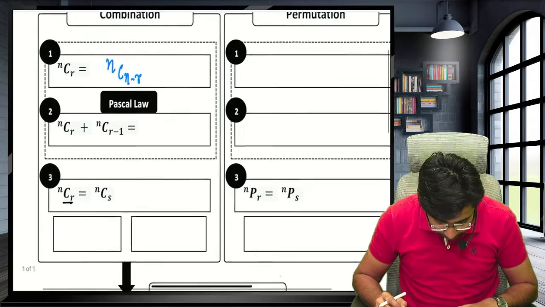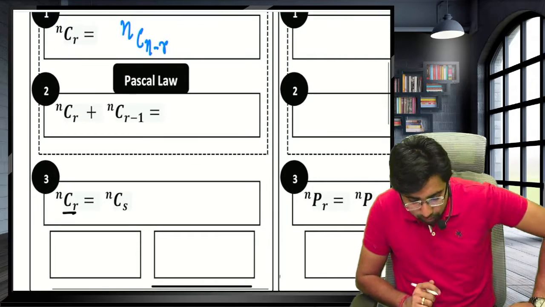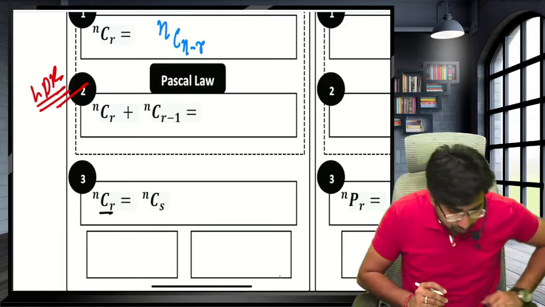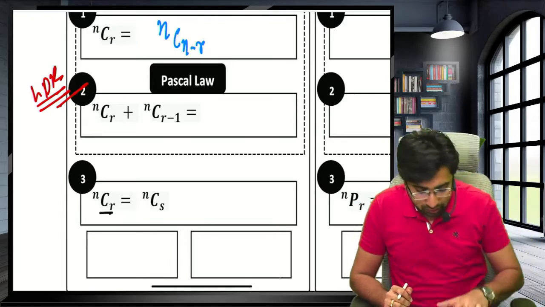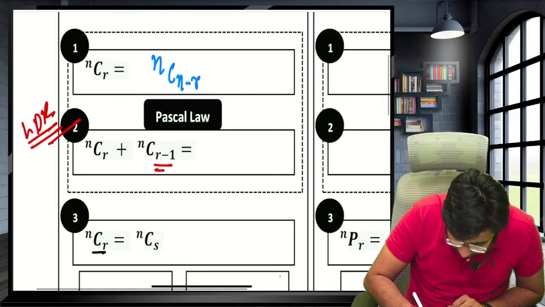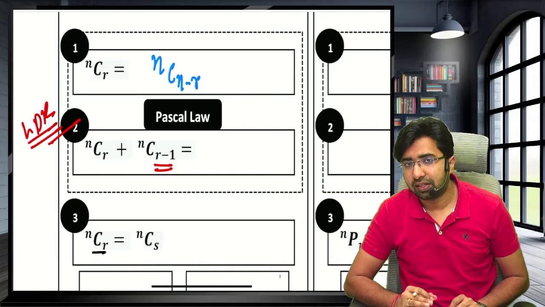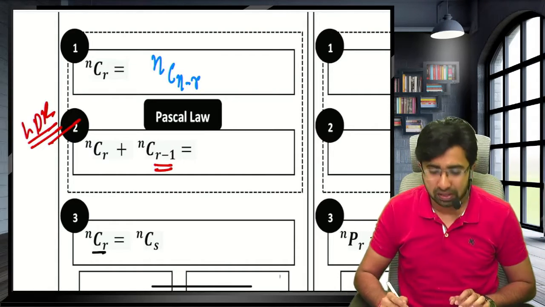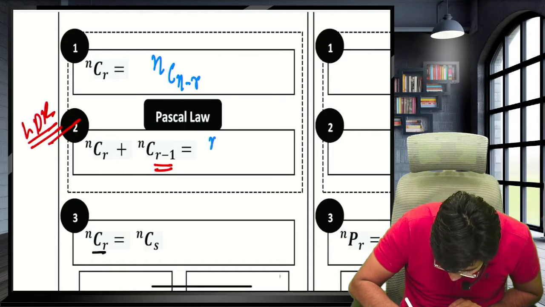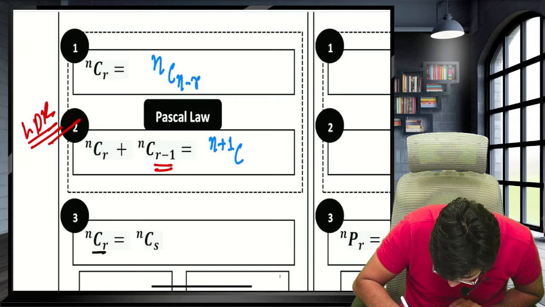Now, one more property. Now see, guys, most important, mark this as LDR, last day revision. Now guys, be participative. nCr plus nC(r-1), there is a reduction of 1 in r. You can write this as n plus 1 Cr. This will always be (n+1)Cr.